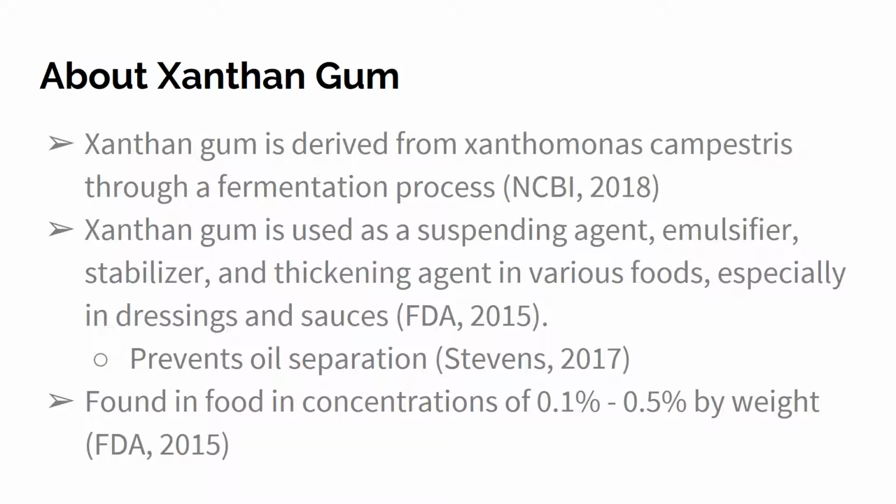It is found in foods in concentrations of 0.1% to 0.5% by weight, and it is most often found in dressings at concentrations of 0.25 to 0.5% by weight, which influenced us to evaluate both ends of this range in our experiment.